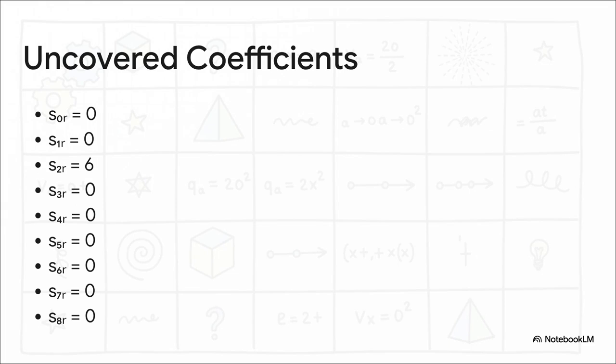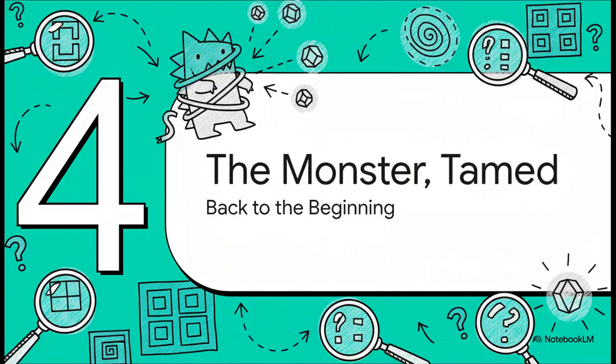And here it is, the final reveal from our investigation. The tests uncovered the secret identities of our S's coefficients, and it turns out almost every single one of them is simply 0, all except for one. The coefficient S2R is equal to 6. Now for the moment we have all been waiting for. Let's take these uncovered values back to our original suspect and see what this discovery has done to our mathematical monster.